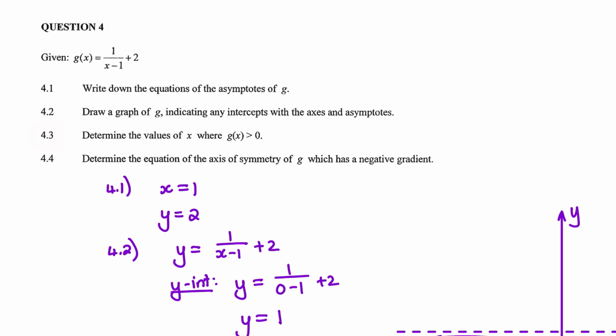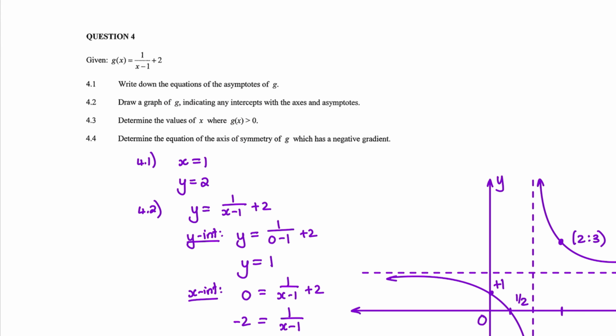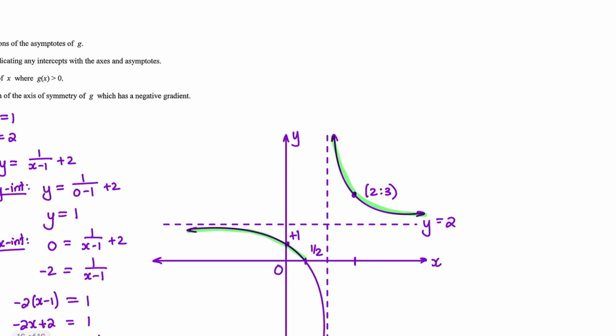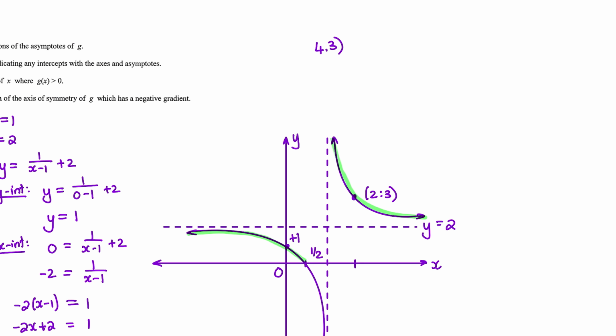Question 4.3. Determine the values of x where g(x) is bigger than 0. So let us look at our sketch. Where g(x) is bigger than 0 is where the curves are above the x-axis. And can you see that we're above the x-axis for every value to the left of a half? So x would be smaller than 1/2. And we're also above the x-axis for every value to the right of the vertical asymptote. So for question 4.3, it is where x is smaller than a half or where x is bigger than 1.